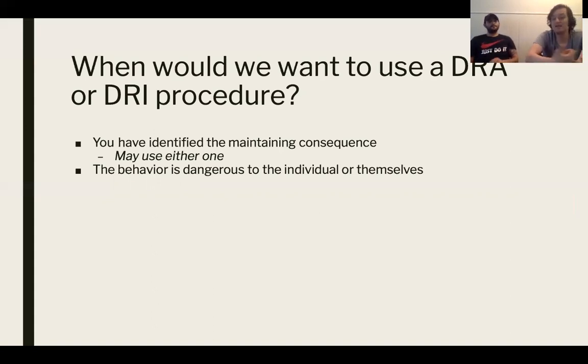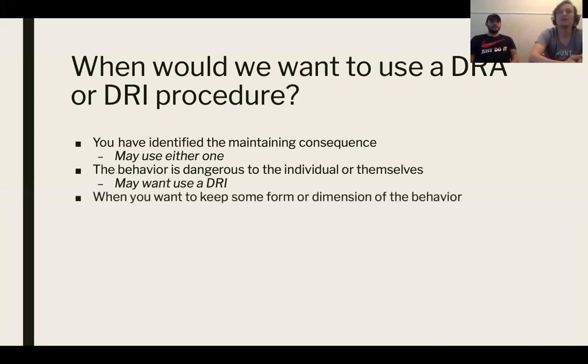So then if a behavior is dangerous to the individual or themselves, what kind of behaviors would you want to reinforce? Of course, you probably want to stick with a DRI, the differential reinforcement of an incompatible behavior, because if this is the case, the other dangerous behavior won't be able to occur simultaneously with the preferred behavior. So what if you just want to keep some features of that behavior without completely eliminating it, right? Because there's some useful parts to it. You may want to use the differential reinforcement of an alternative behavior procedure.